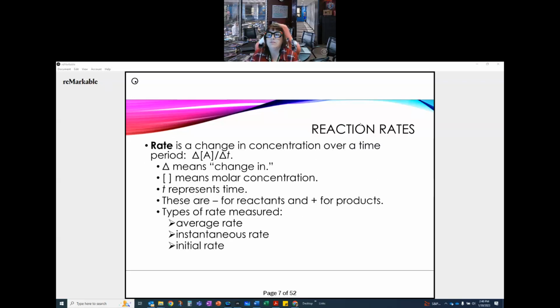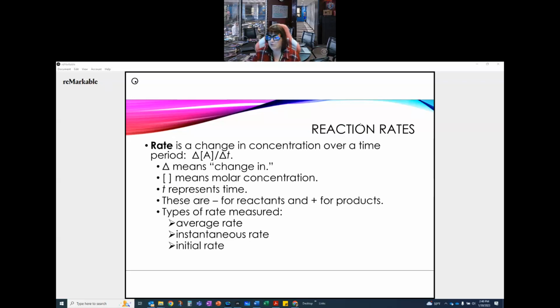Okay, reaction rate. Well, how do I define a rate? A rate is a change in concentration over a time period. So delta concentration of A over delta T. Delta means change in. The brackets mean molar concentration. T represents time. These are negative for reactants and positive for products. So if my reaction's going along, I would expect that my reactant would get less and my product would get more. So that's the expectation. So we list this as negative for reactants and positive for products. Okay, so there's a sign difference.